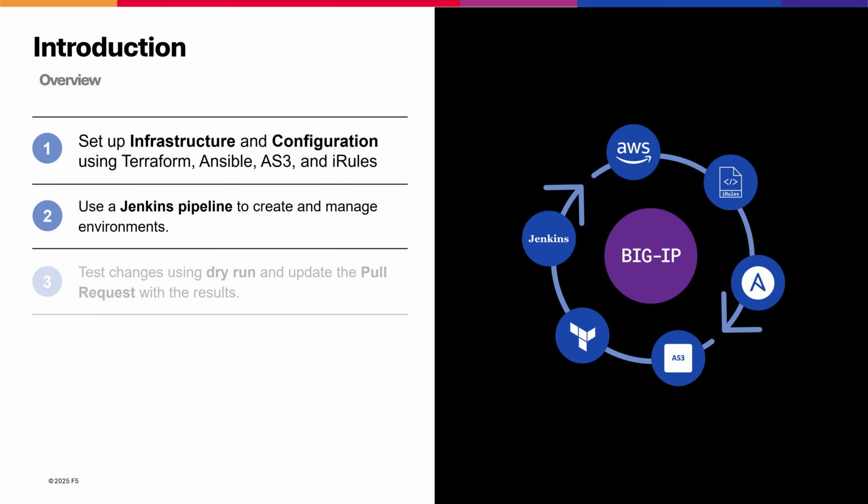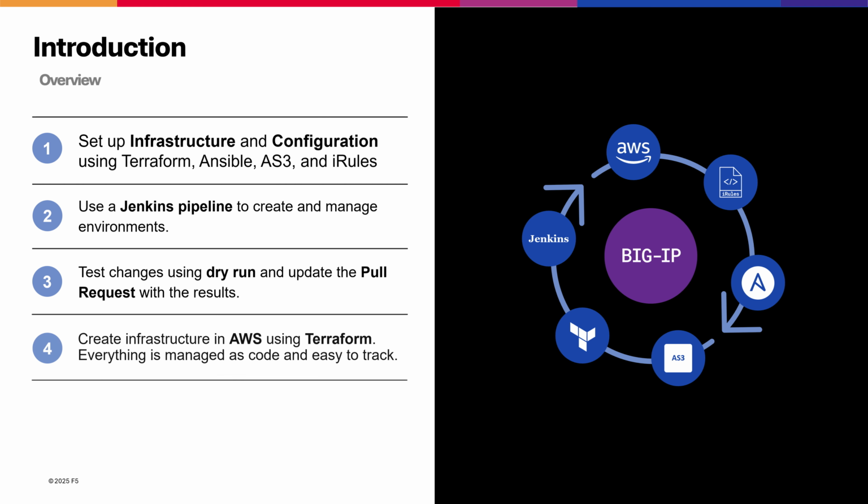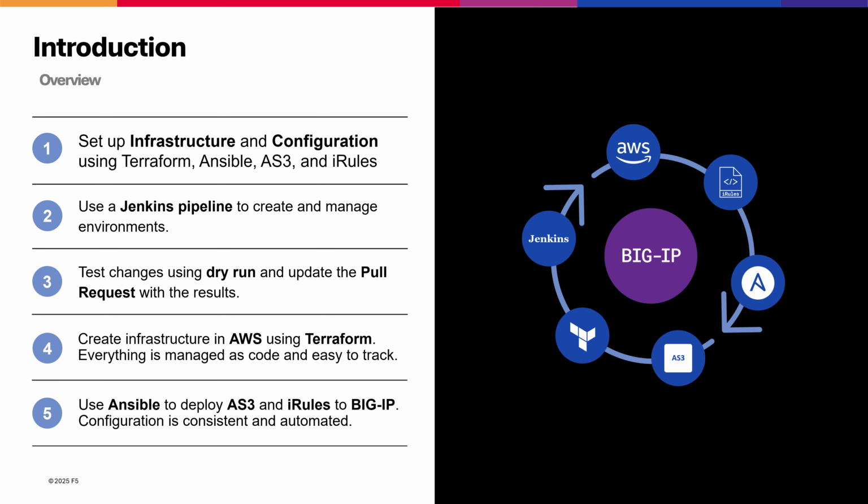To test changes, we will use a dry run to validate the deployment and update the pull request with the results. We will create infrastructure in AWS using Terraform, allowing us to manage resources as code and track all changes through source control. Once the infrastructure is provisioned, Ansible is used to deploy AS3 declarations and iRules to big IP instances. This approach guarantees that configurations are consistent, automated, and easily auditable across all environments.